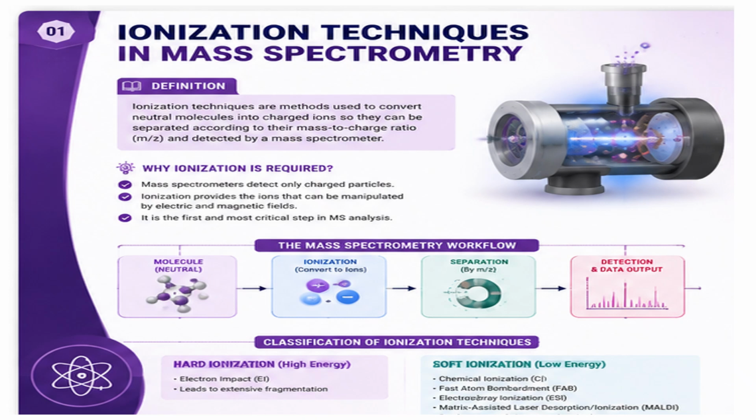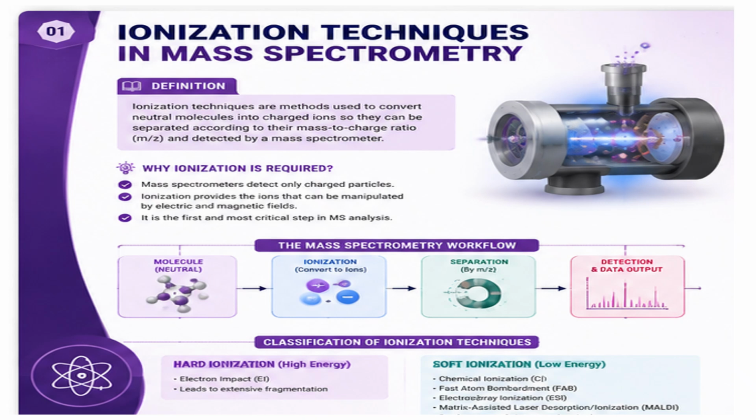Ionization means converting neutral molecules into charged ions so they can be analyzed by a mass spectrometer. This is important because mass spectrometers detect only charged particles, not neutral molecules. After ionization, these ions can be controlled by electric and magnetic fields. Then they are separated according to their mass-to-charge ratio, written as m/z, and finally detected to produce a mass spectrum.